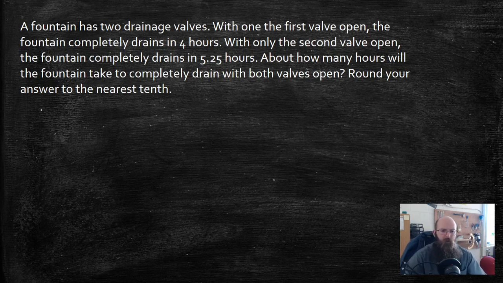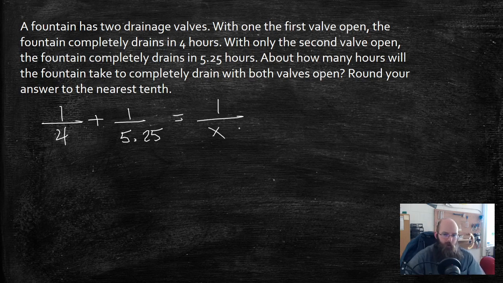Okay. So my first valve does one job in 4 hours. My second valve does one job in 5.25 hours. I'm adding those two things up because now I'm saying both valves are open. One valve is getting a job done in 4 hours, one is getting a job done in 5¼ hours, and that's going to be one job getting done in how many total hours? So I need to get a common denominator over here on the left and add those two things up. Or you could plug that all into a calculator.